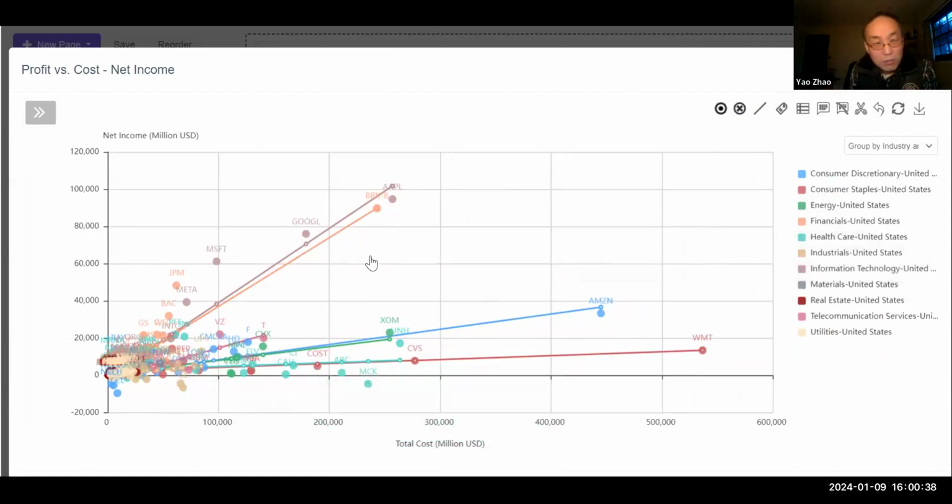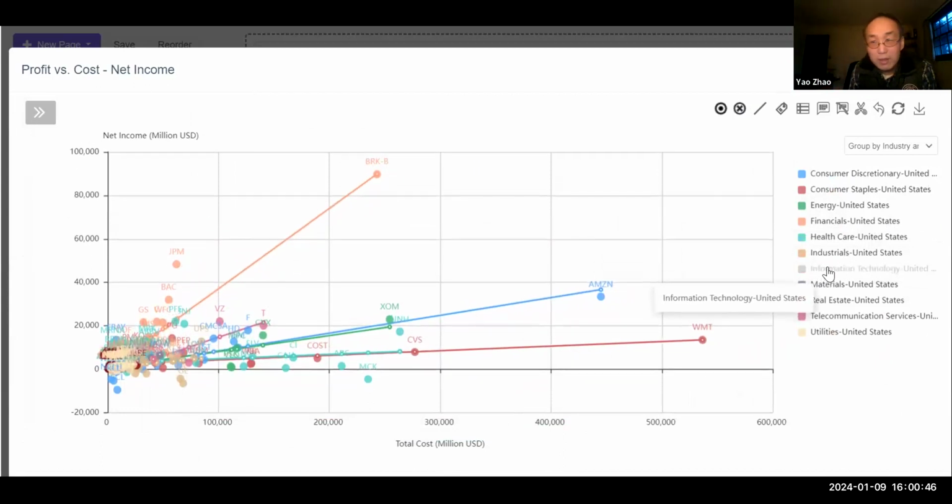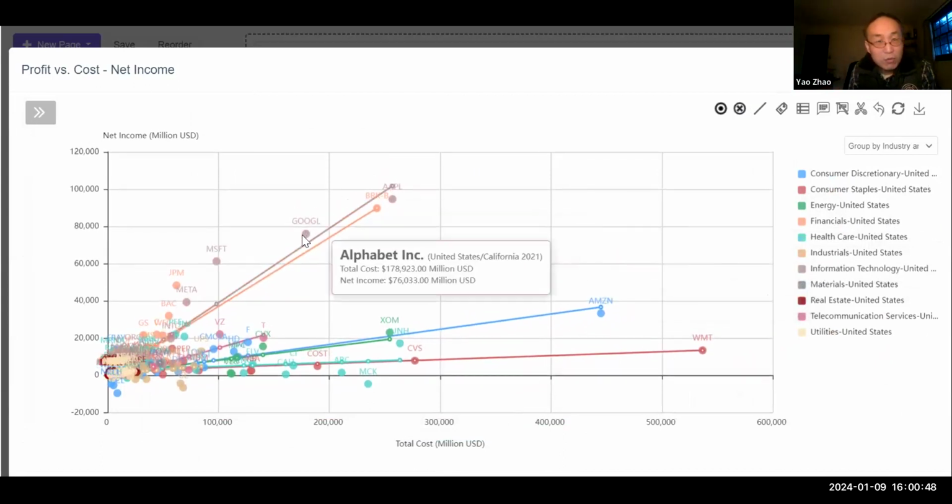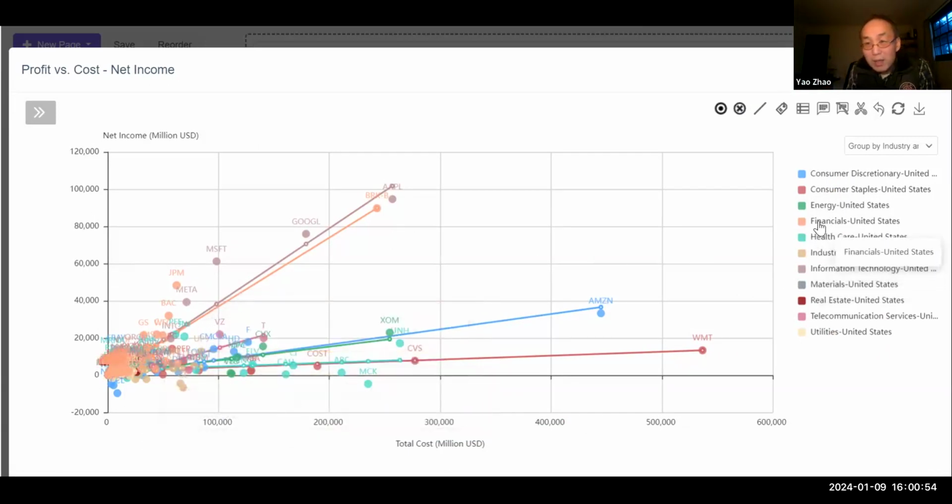Now, for the United States, the most profitable industry would be information technology, such as Apple, Google, Microsoft, Meta, and so on. Second in place is financials. Now, Walmart is retailing, especially staples retailing. They're actually one of the least profitable industries, with Amazon and the other retailing companies, consumer discretionary, in between.